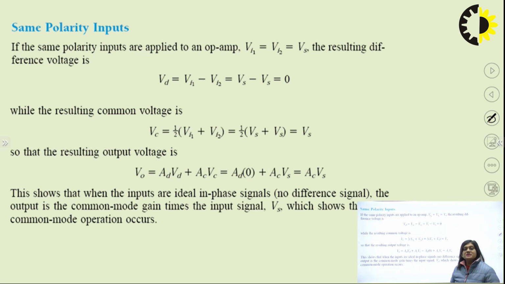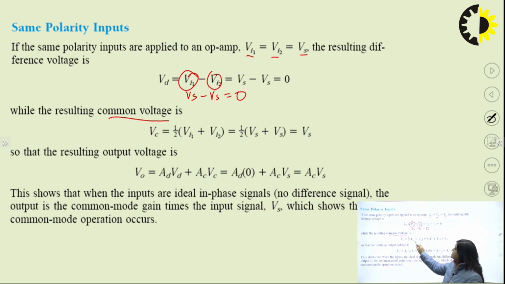Now we are applying the same polarity input, like Vi1 and Vi2 both equal to Vs. In this case the differential input would be Vi1 minus Vi2. By putting the value of Vi1 as Vs and Vi2 as Vs, the differential input will be equal to 0. And if we find the common input voltage, we will take the average, which would be Vi1 plus Vi2 multiplied by 1/2. So here Vs plus Vs times 1/2 is equal to Vs.